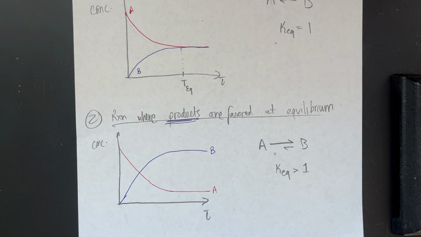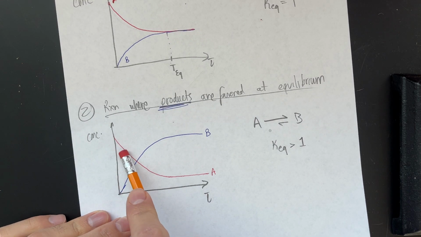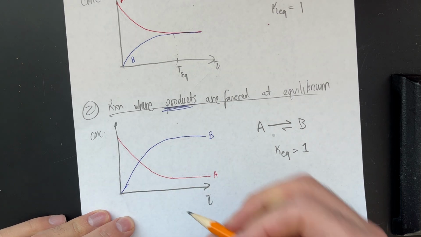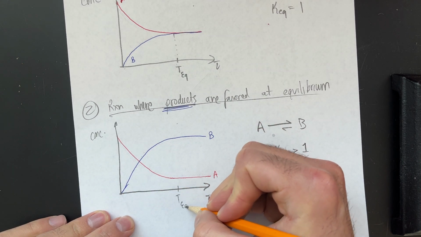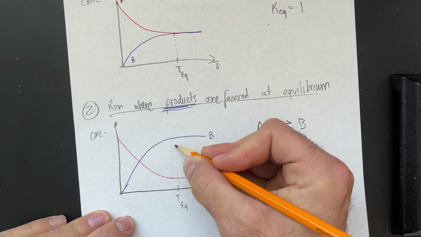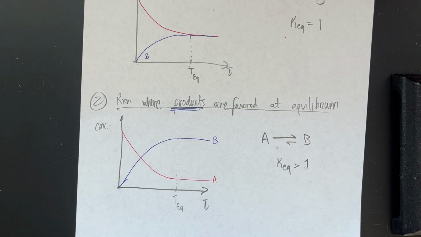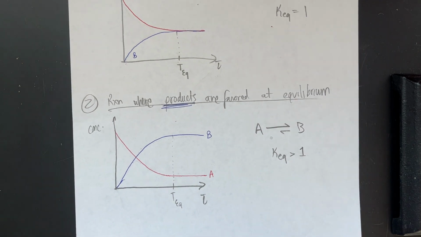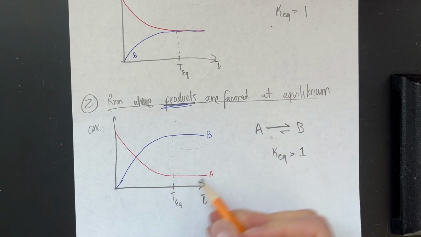The second kind of scenario for an equilibrium reaction is you could have a reaction where products are favored at equilibrium. What that looks like is this, where we have A decreasing over time and B increasing over time. And once we reach TEQ, probably around here, which is when the rate forward and rate reverse are equal to one another, we have much more B compared to A.